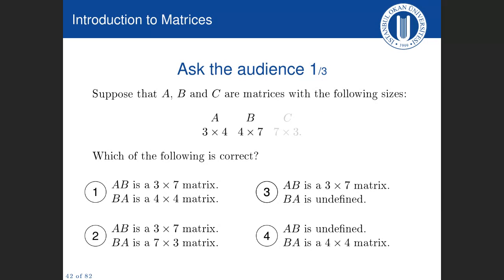Now a question for you. Suppose that A, B, and C are matrices of the following sizes. Which of the following is correct? One of these is correct and the other 3 are incorrect.